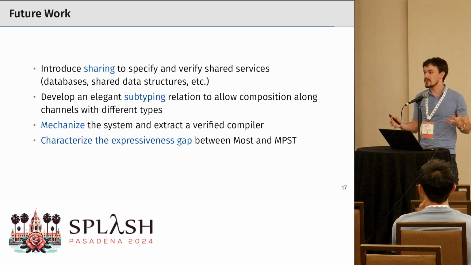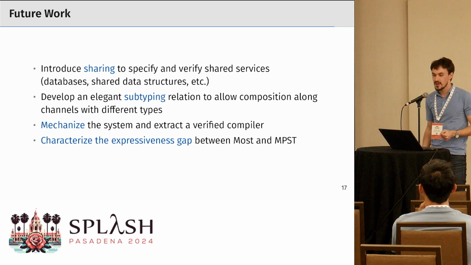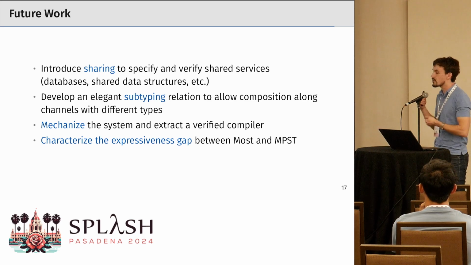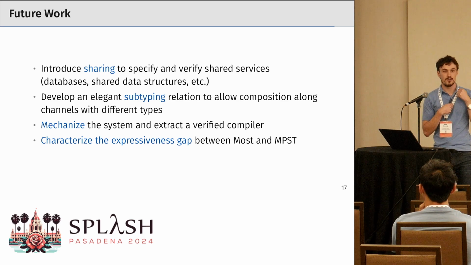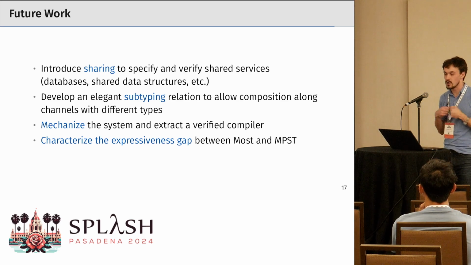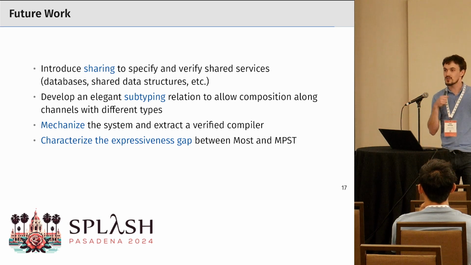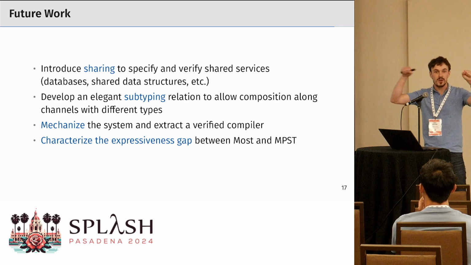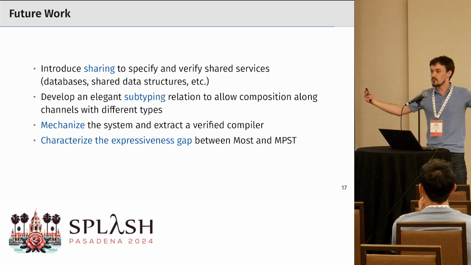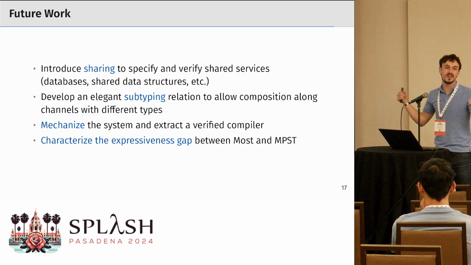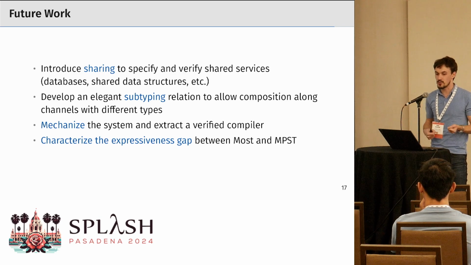So MOST is really the basis for a whole lot of future work. It's a linear type system, and so one of the things that would be nice to do is to be able to introduce sharing so that we can specify and verify shared services, like, for example, databases or shared data structures. It would be nice to have a subtyping relation that lets us compose processes where the two types are not equal on the nose. At the moment, we require that if you compose things, they must have exactly the common type. This is a bit restrictive. We'd like to be able to relax this.